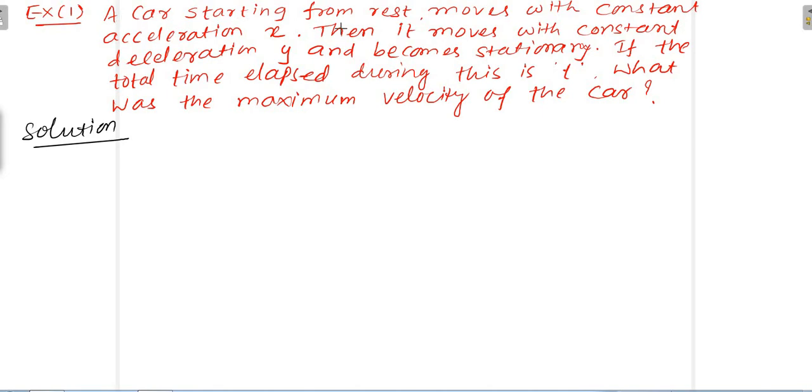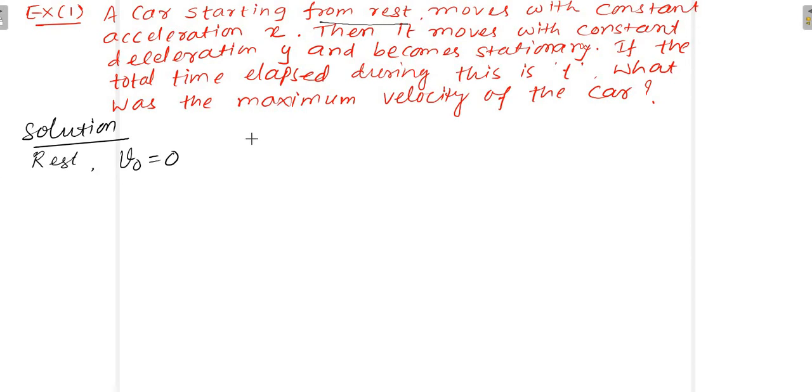A car starting from the rest. What is the meaning? That the initial velocity is zero, because it is starting from rest. Then it moves with constant acceleration x. So this is the first case. You can say case 1, when it has started with v0, then acceleration is x meter per second square. Let's say it has done this for some time, say for time t1.